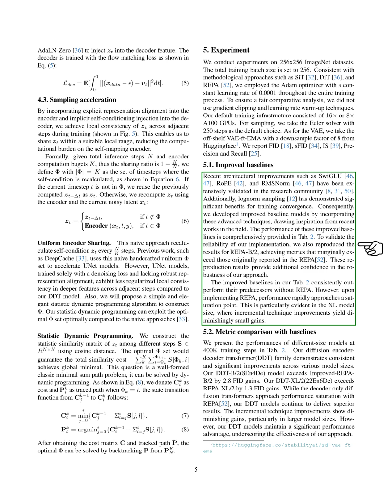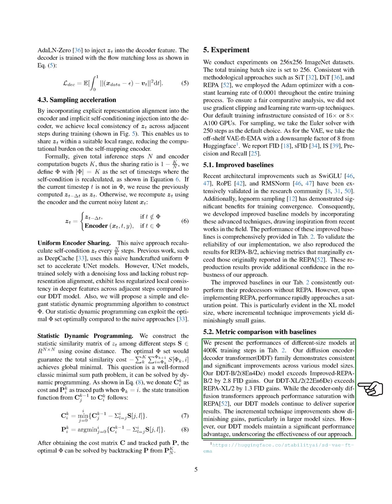To ensure our implementation's reliability, we replicated the results for REPA B2, achieving metrics that surpass the original REPA findings, which boosts our confidence in our approach's robustness. Our improved baselines consistently outperform their predecessors without REPA. However, when we apply REPA, we notice that performance quickly reaches a saturation point, especially in the XL model size, where further improvements yield minimal gains.